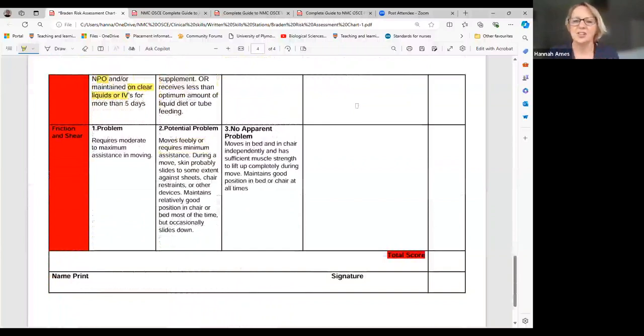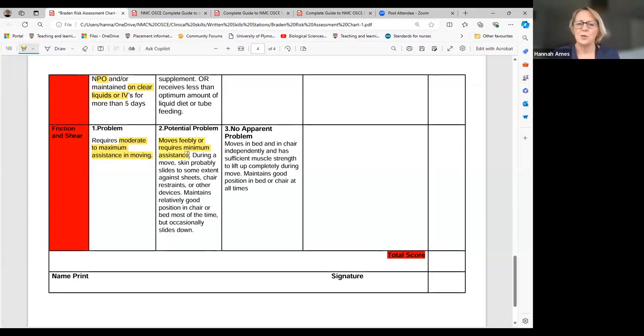The next one is about friction and shear. So this is thinking about how we move that patient in the bed. So what's the risk of shearing? But also that patient is self-moving and slipping down the bed. That is where they're going to get friction and shear, because we should be using manual handling aids to prevent friction and shear. So if they require moderate to maximum assistance in moving, if it's saying that 2 members of staff are repositioning this patient in the bed, then that is number 1, okay? Or they need full equipment to support them moving and changing position up in the bed.